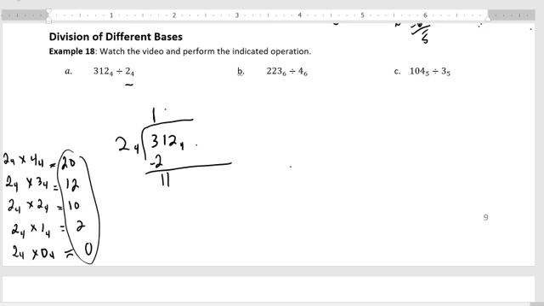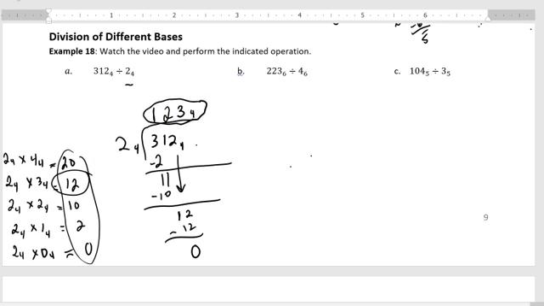So we can say this is going to go in 2 times. 2 times 2 is going to be 10. So we get a 1, carry down our 2. So we get a 12, and we have a 12 here, so that's going to be a 3. So my answer is 1, 2, 3 in base 4. Let's try the next one.